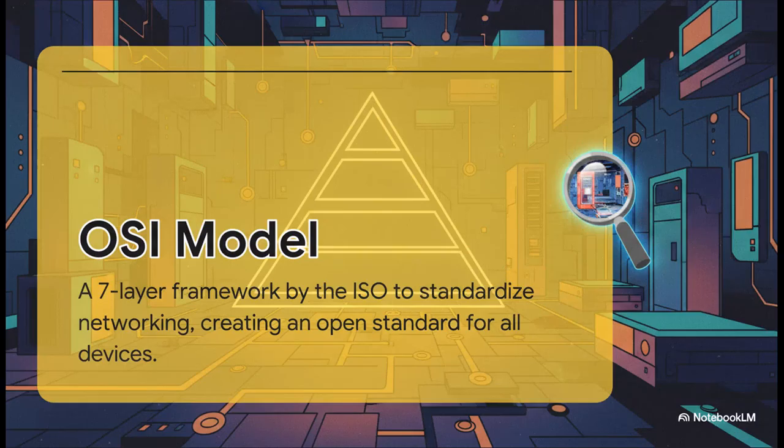And here it is, the hero of our story. The International Organization for Standardization, or ISO, came up with the Open Systems Interconnect model. And it's basically this 7-layer framework that brought order to all that chaos. It created an open standard so that finally all our devices could communicate.